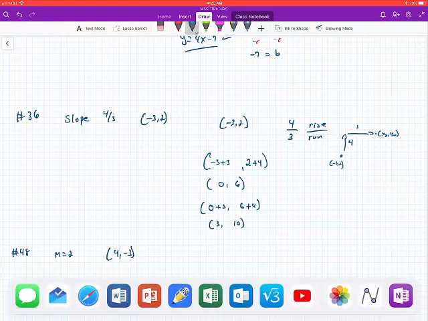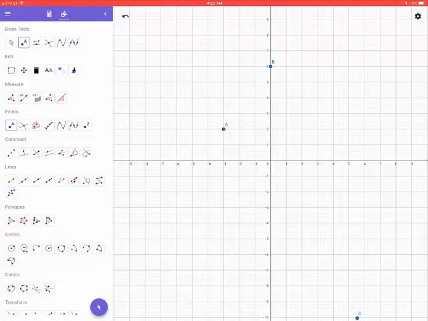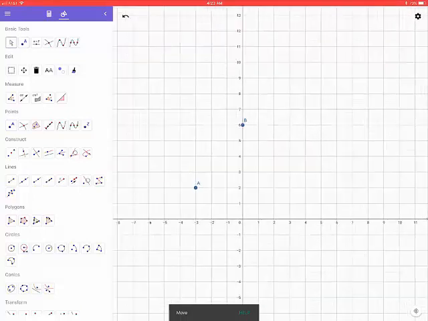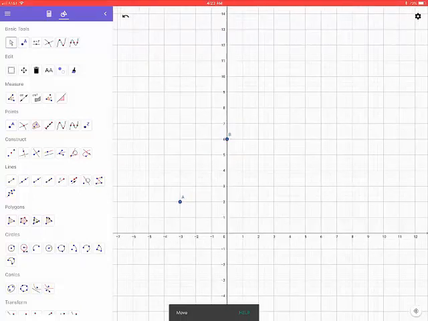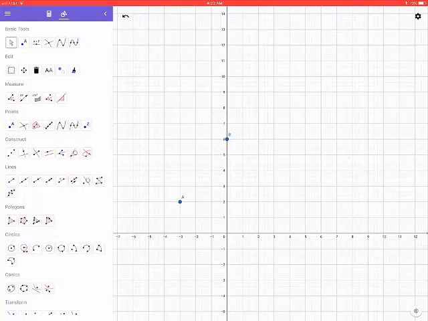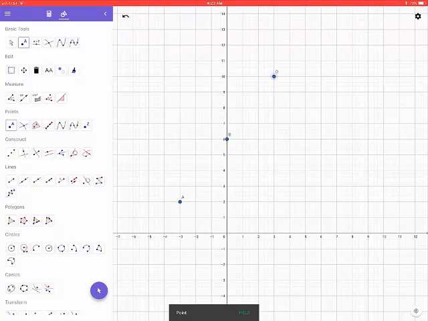So let's see what that looks like. I'm going to move this over here a little bit. Again, I'm going to go up 4 on the y. So I go from 6, 1, 2, 3, 4. So I'm at 10 on the y. And I'm going to go to the right 3 since they're both positive. So it's 1, 2, 3. And I'm going to end up at (3, 10).